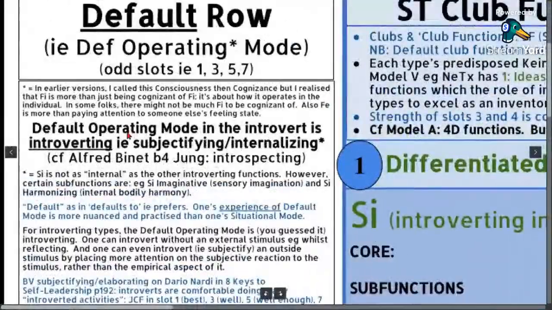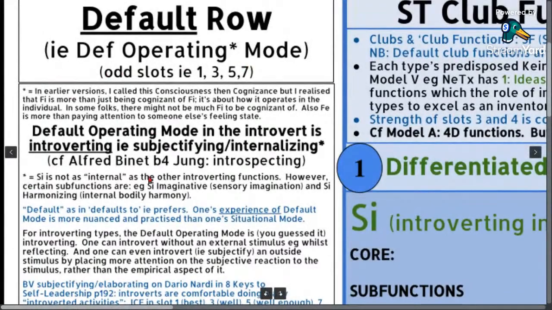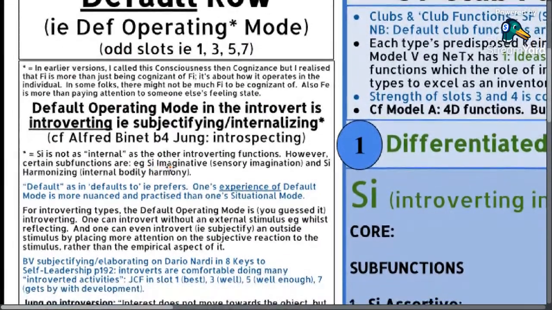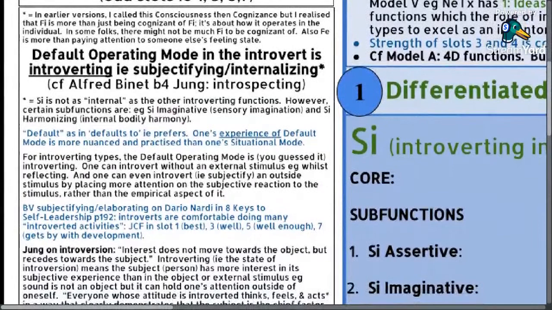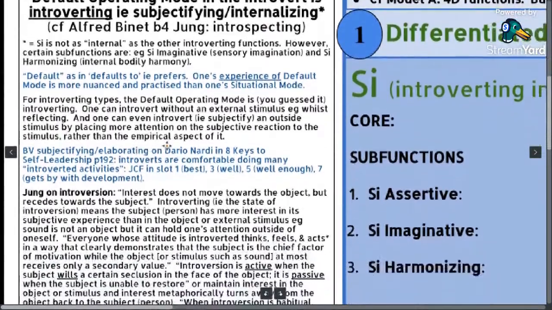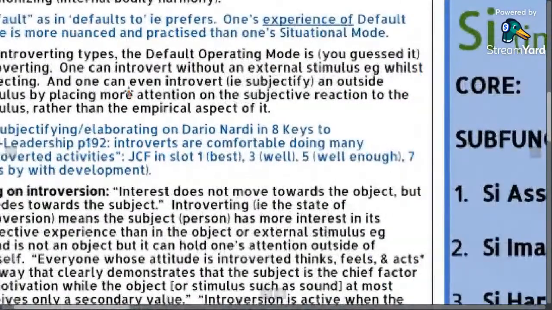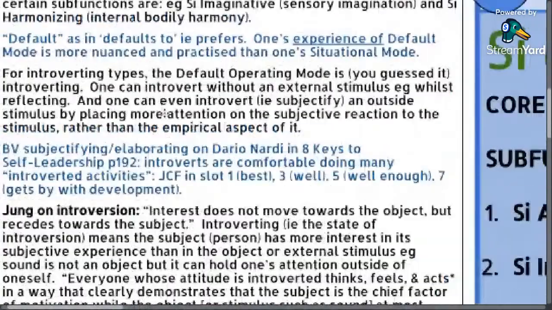Right, so default operating mode, MO, modus operandi. Subjectifying. So this is going on about what exactly introverting is, in case you're on a smaller device. Right.